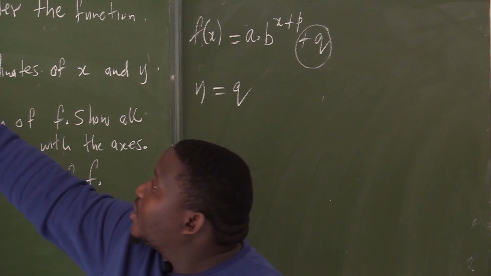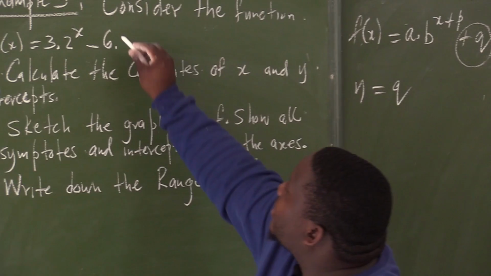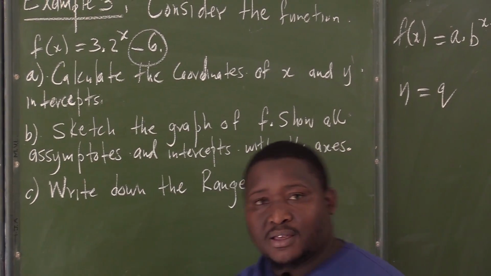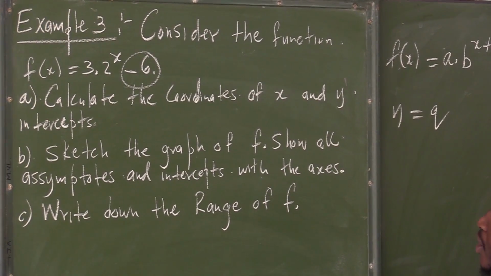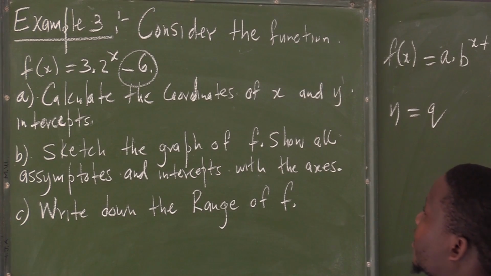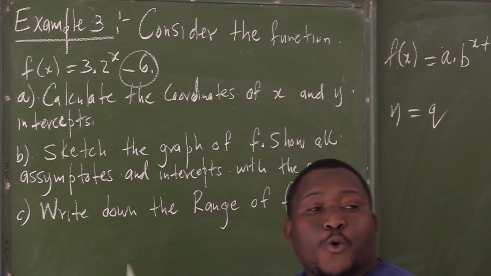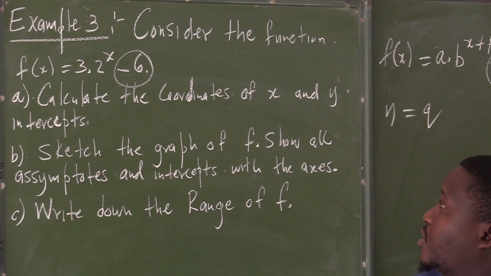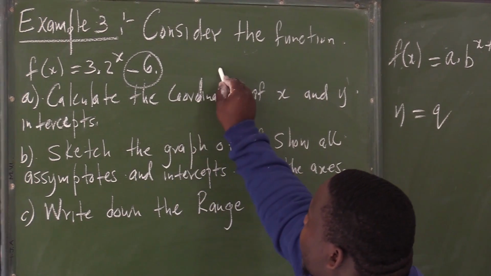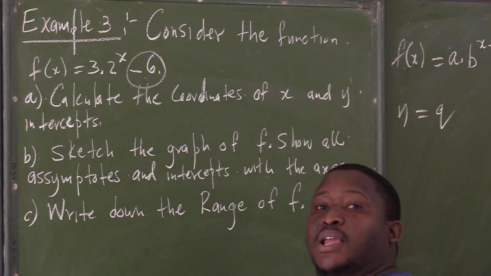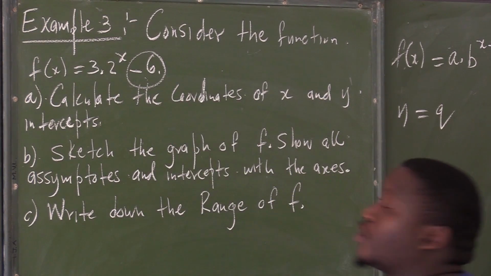So if we are referring to this one, we can see that this -6 here is the asymptote. So to respond to the question which can say give the equation of the asymptote, it's a straightforward question. What I'm going to say is y equal to -6 will give us the asymptote of that graph.